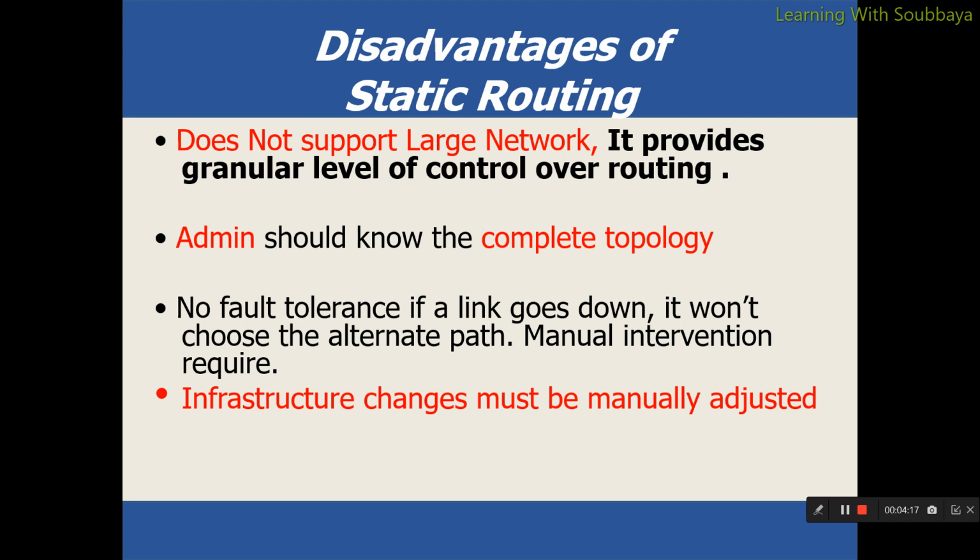There is no fault tolerance. If I have only one link available and that link fails, even if I have an alternate path available, I cannot forward the packet via the alternate path because the admin has to modify the path manually. That's called no fault tolerance here. Automatically it will not change at all. Manual intervention is required here. Infrastructure changes must be adjusted manually. It won't be automatically moved. The admin has to adjust manually.